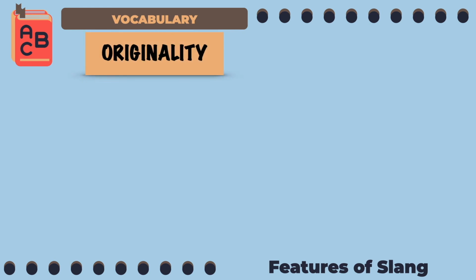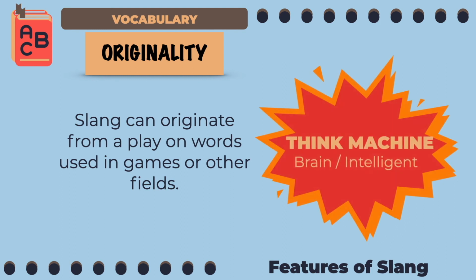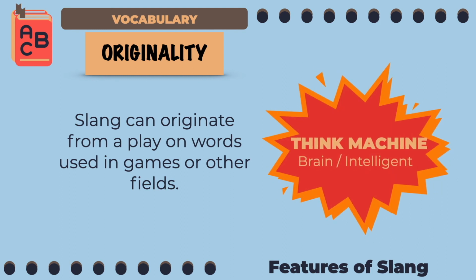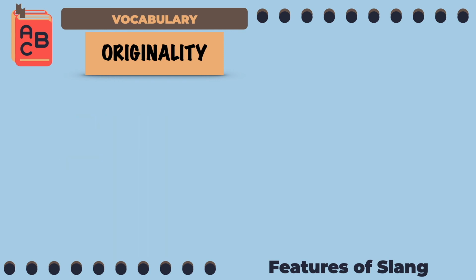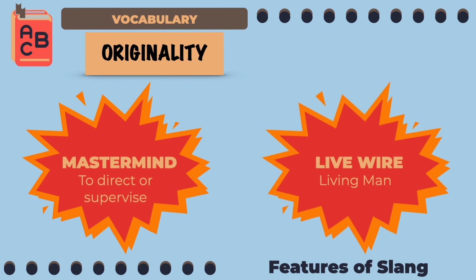Third feature of slang is originality. Slang can originate from a play of words used in games or other fields. Sometimes slang words are invented by a few people for the pleasure of novelty and who like to be in fashion. For example, think machine. A machine is not really intended to describe a person, but this slang word means brain or intelligent. Other examples of originality are mastermind, meaning to direct or supervise, and livewire means a living man.